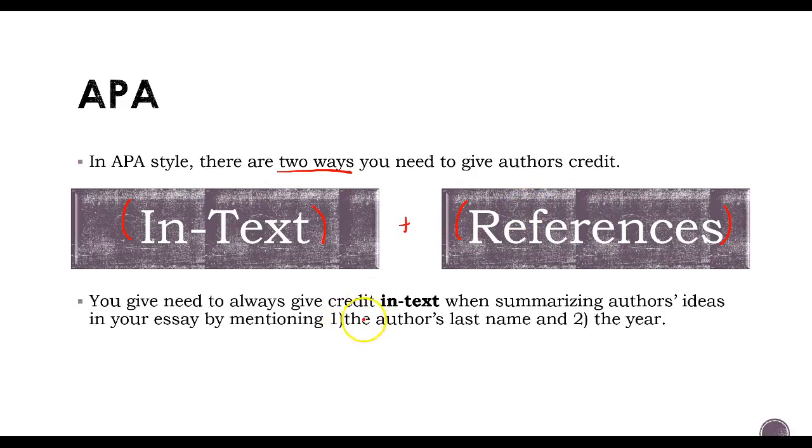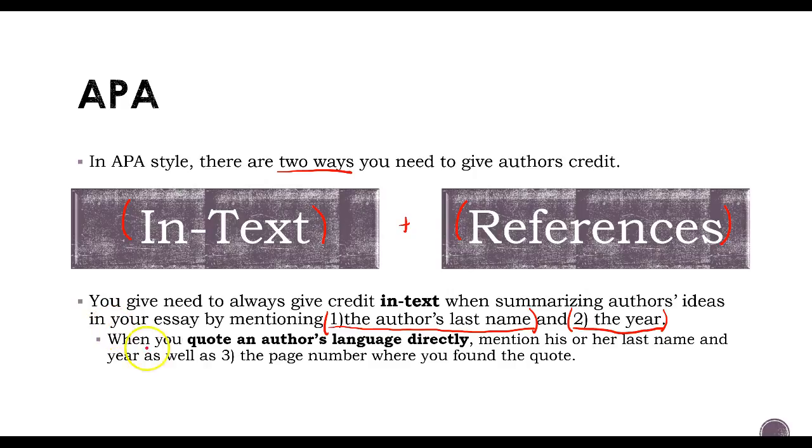So for the in-text citations, there are 2 things you need to mention as you're writing. First, you need to always mention the author's last name, and you need to mention the year that the author wrote that article or book or source. So if you're summarizing, you might say something like Smith 2006 says da-da-da, and you're covered.